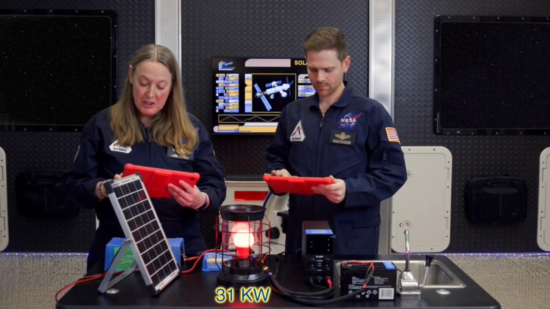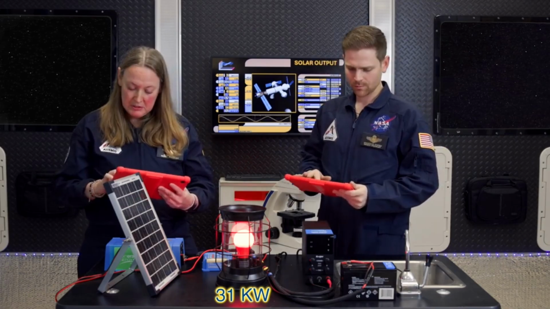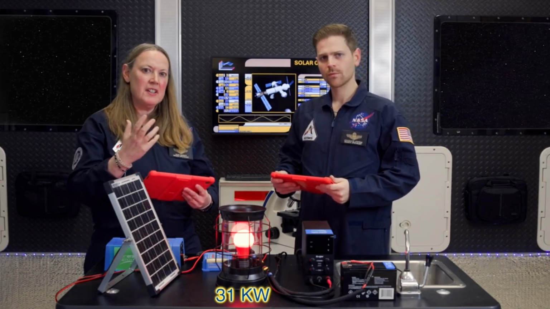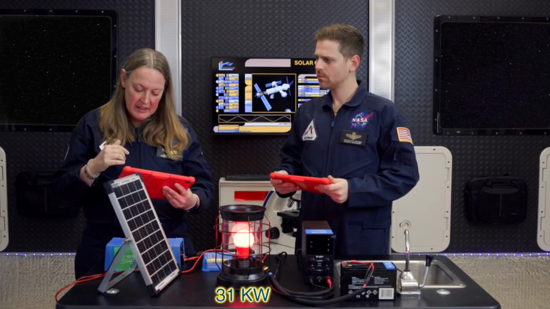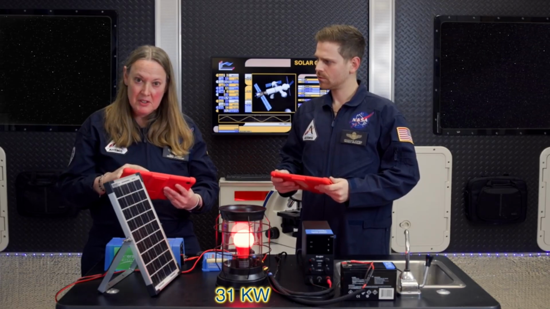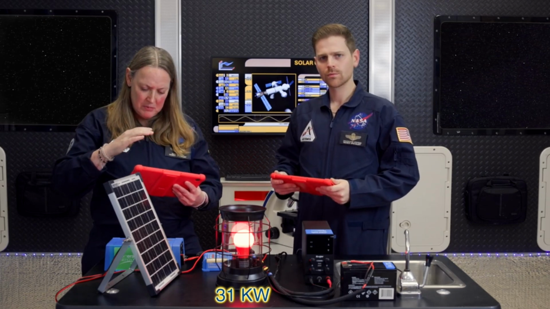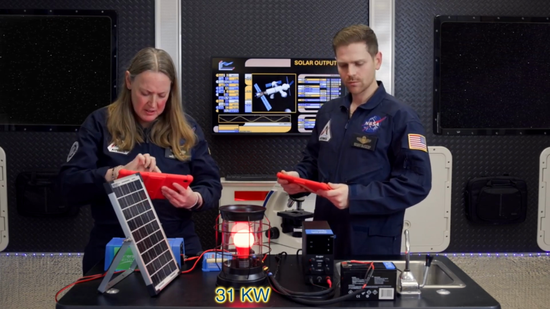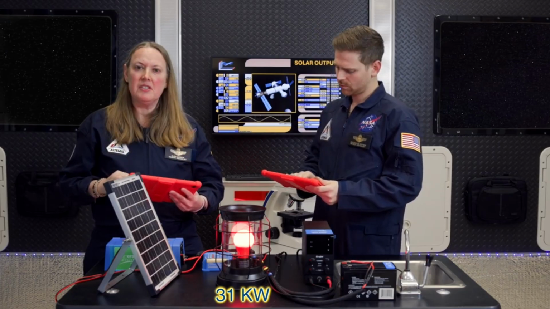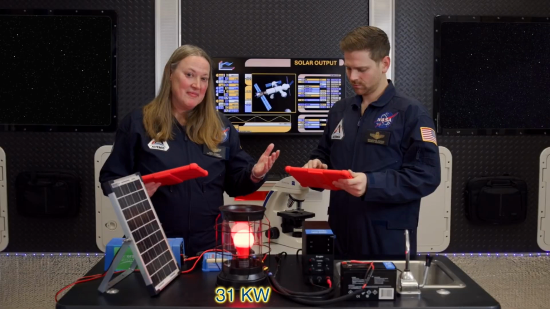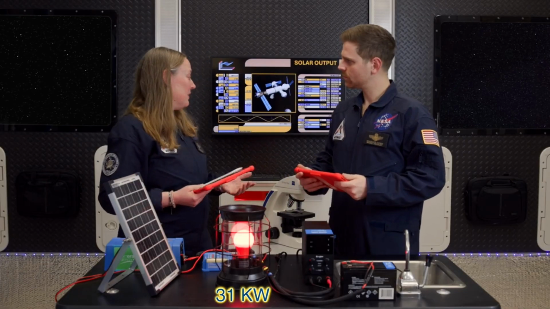Aurora, please adjust the alpha gimbal for the station, which follows the rotation of the station as it orbits around the sun, and the beta gimbal, which adjusts for the angle of the orbit, using these calculations. Adjusting the alpha and beta gimbal as directed. Now all we can do is wait and see what happens.